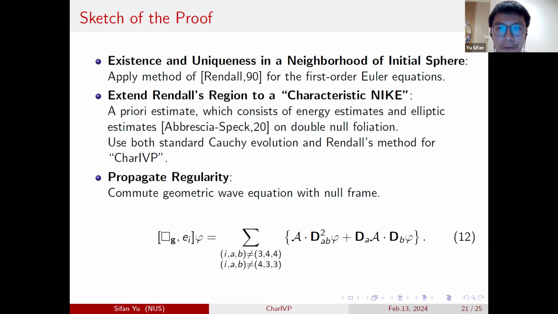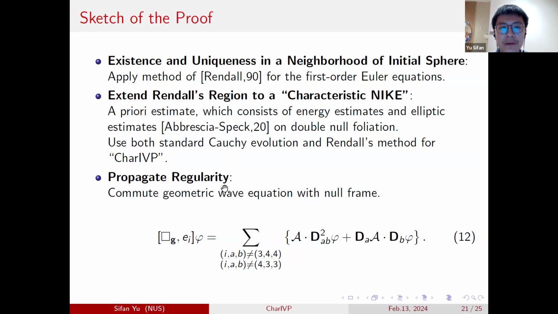They give a description, or they give space-time elliptic estimates such that it is compatible with the work we are working on now. All right. And once we have those energy estimates, we can use both standard Cauchy evolution and Rendall's method for the characteristic initial value problem to extend the region, which I will show you in the next slides.